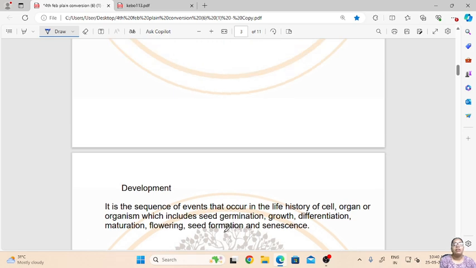Now let us see which are the different stages of development in plant. So it is the sequence of events that occurs in the life history of a cell, organ or organism, which includes seed germination, growth, differentiation, maturation, flowering, seed formation and senescence. So these are the events which take place in the plant during the developmental phases of the plant. So let us see it in detail now.